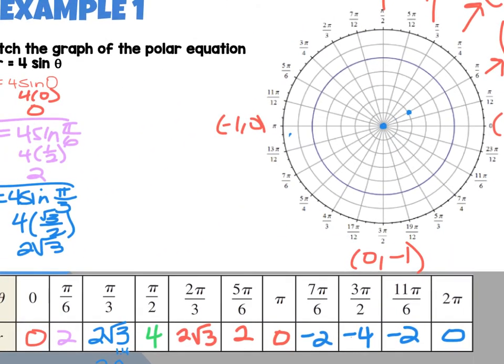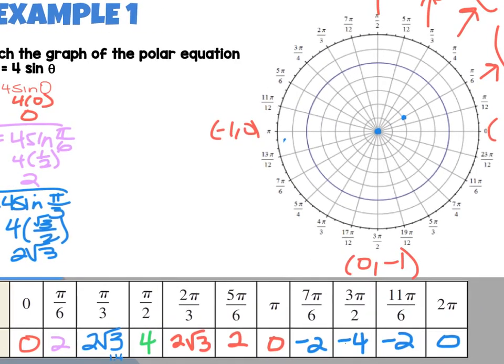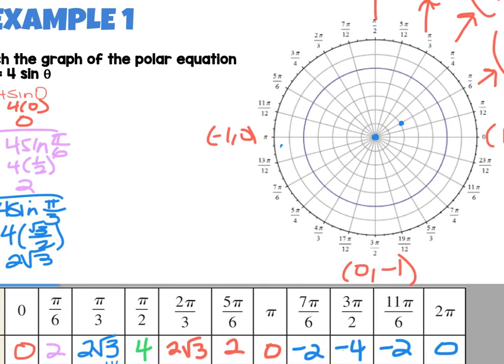Pi over 3, 2 root 3, which we said is approximately 2.8. So at pi over 3, I'm going 2.8, close to 3. Pi over 2, I'm at 4. 2 pi over 3, 2 root 3, which was at 2.8 again. 5 pi over 6 is at 2. Pi is back to 0.